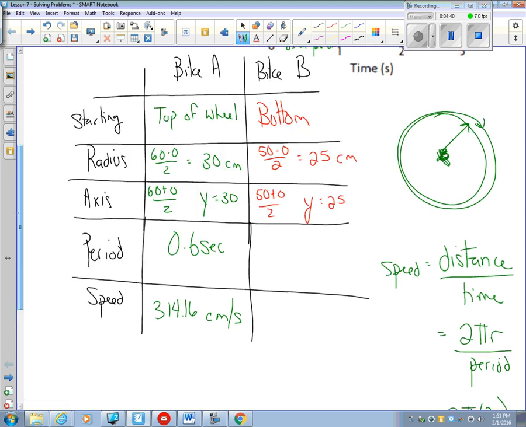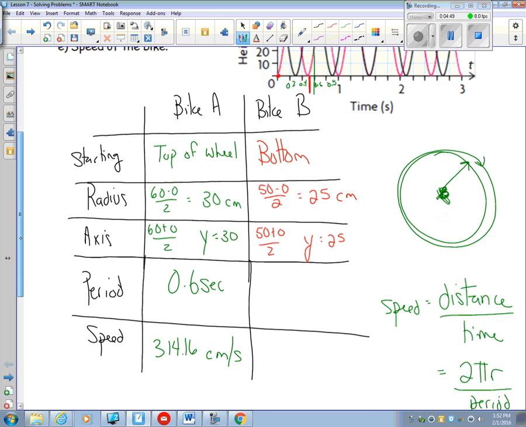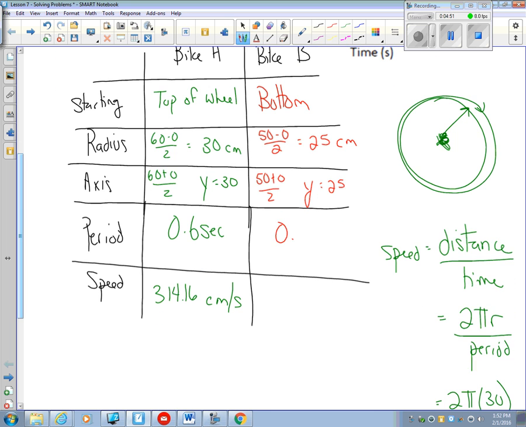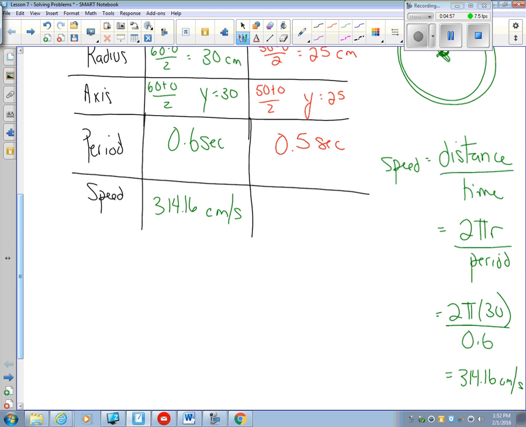The period for that one, how long does it take? Looks like it's a little bit shorter, right about there, right? Halfway between 0.4 and 0.6. So this one maybe takes 0.5 seconds. Oh, we got speed again. So what's the difference this time? Well, it was 2 pi r but the radius was 25 this time.